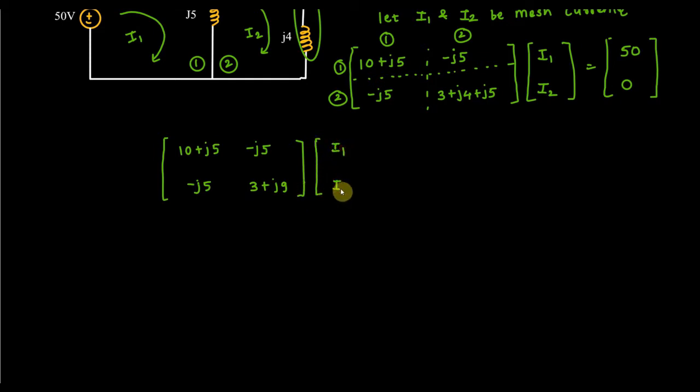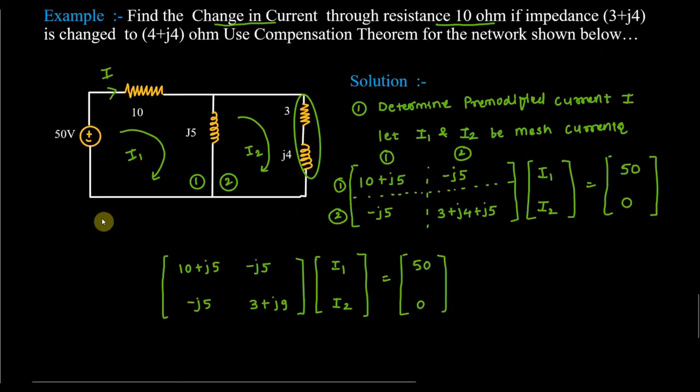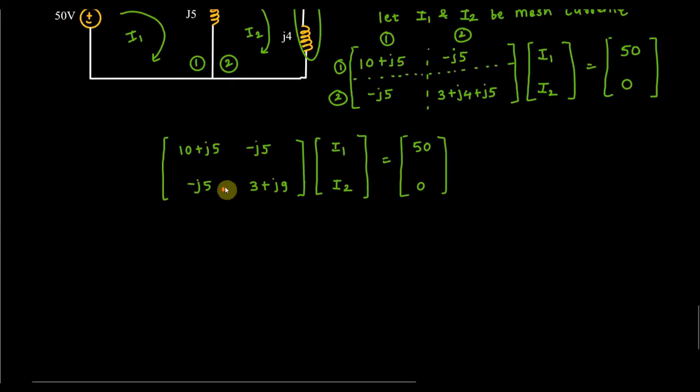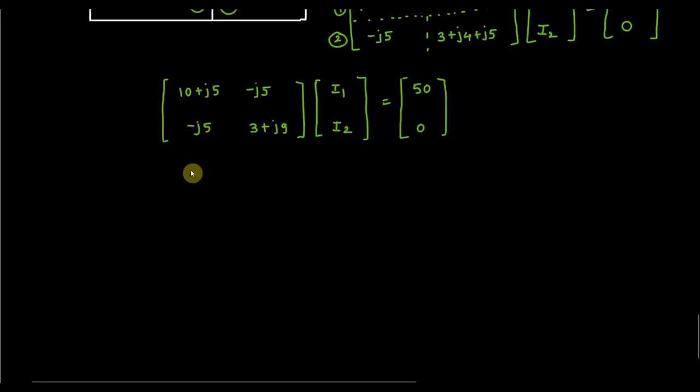There are two currents, I1 and I2. This is the voltage matrix, 50 and 0. Now what is our aim? Our aim is to find this pre-modified current I, and if you observe the network, your I is the same as I1, both directions are the same. So by using Cramer's rule, I will find the value of I1.